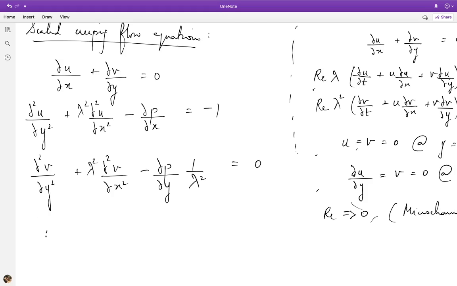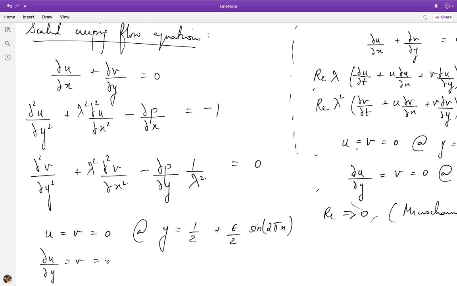So I know that u equals v equals 0 at y is equal to half plus epsilon by 2 sine 2 pi x. And then I have dou u by dou y equals v equals 0 at y equals 0.